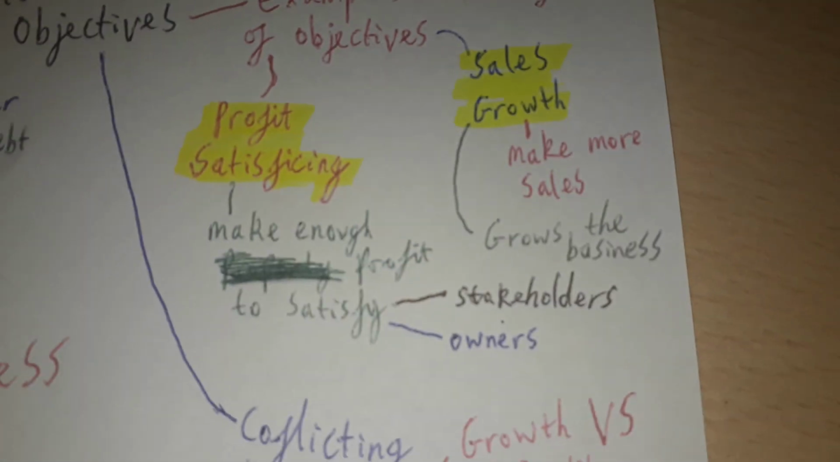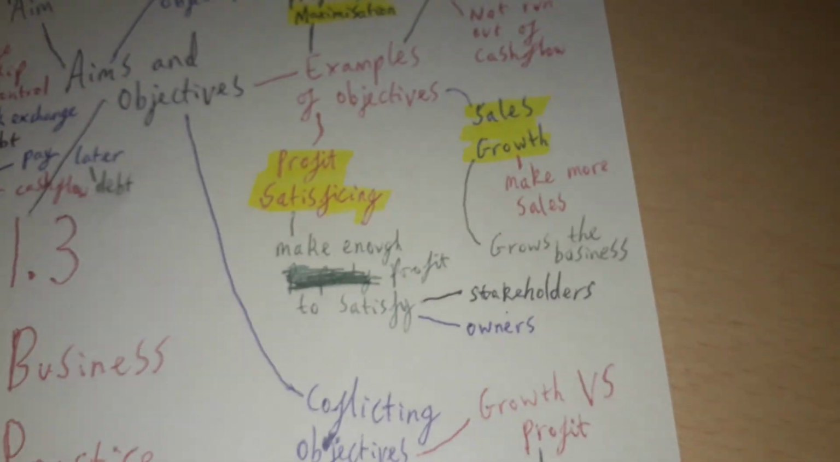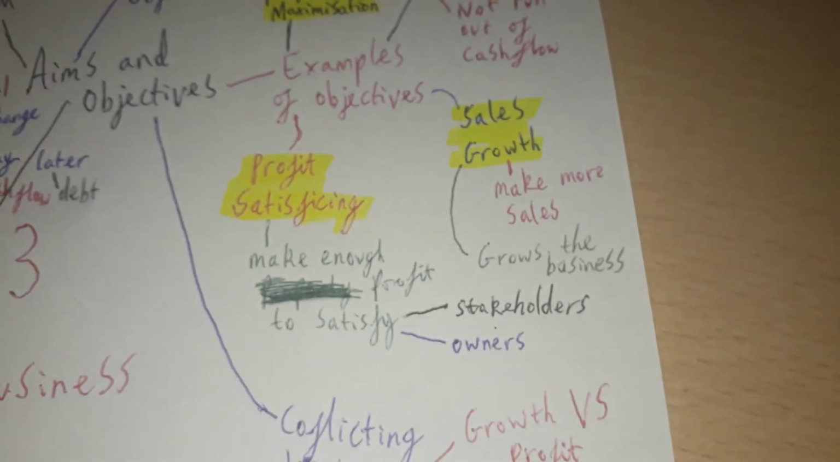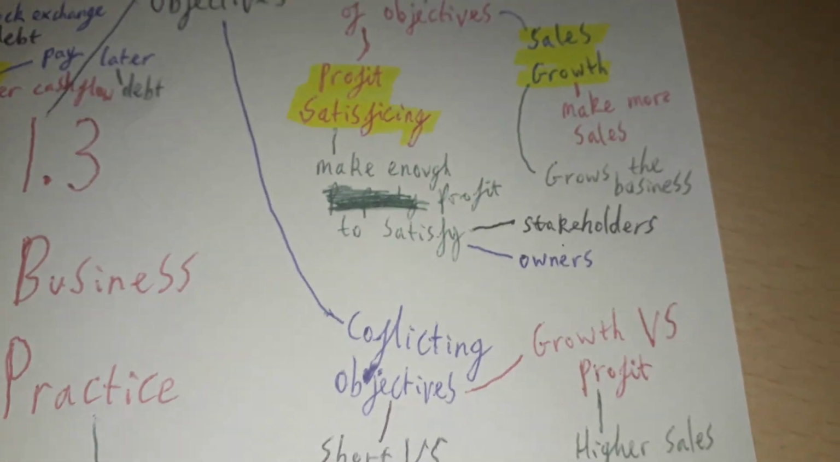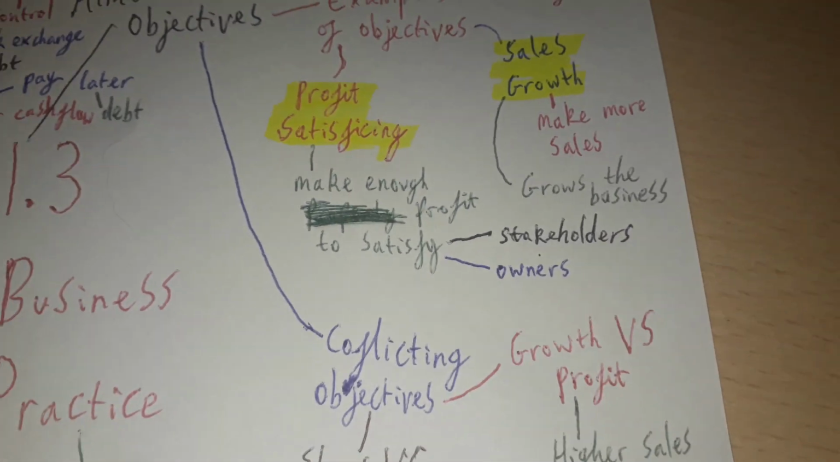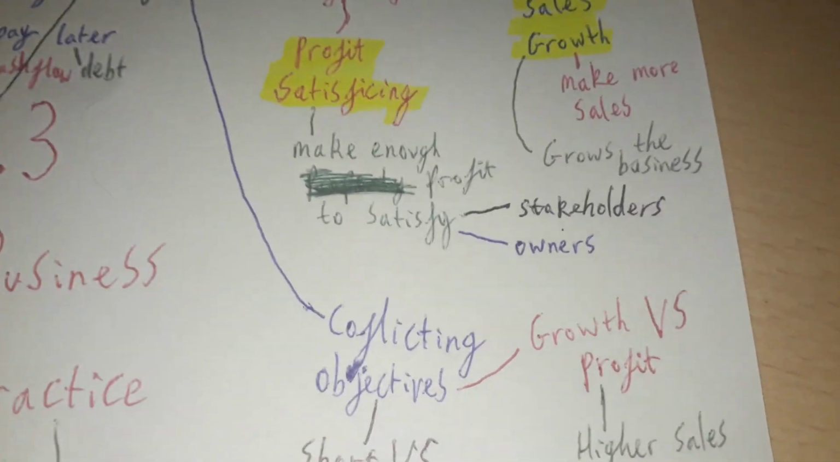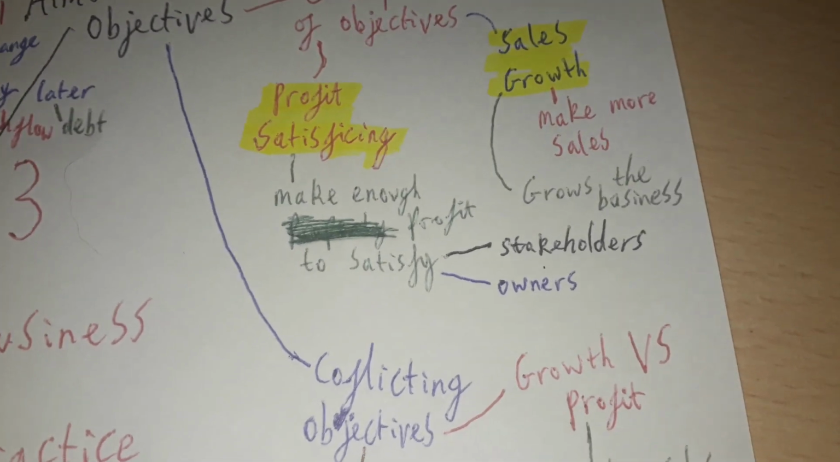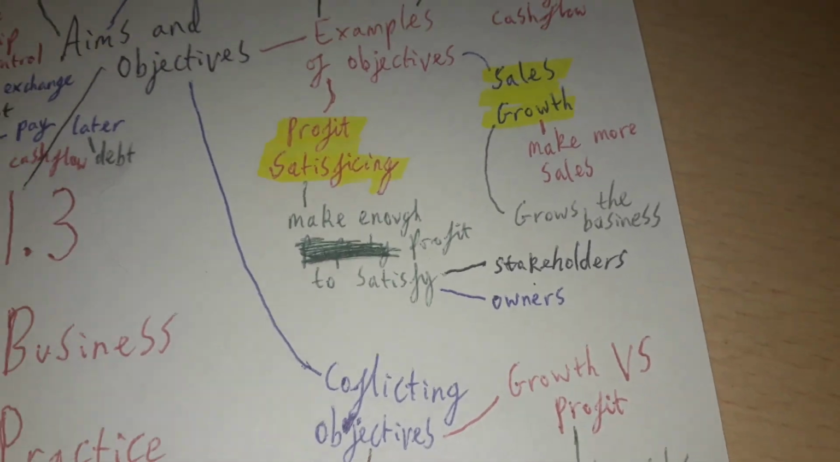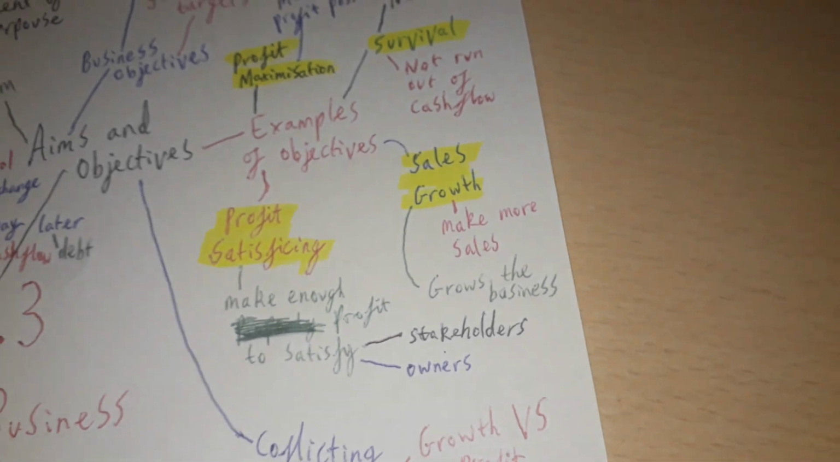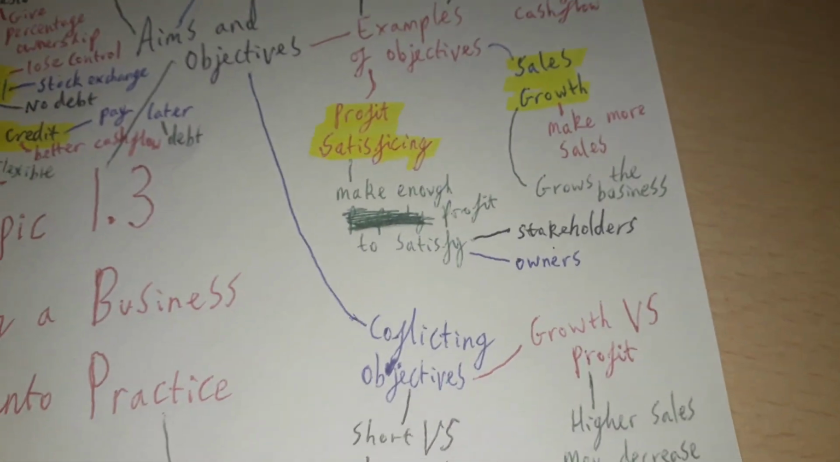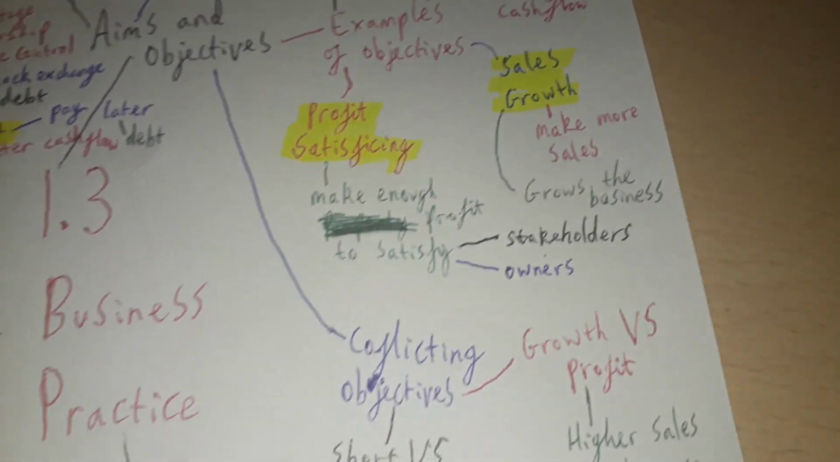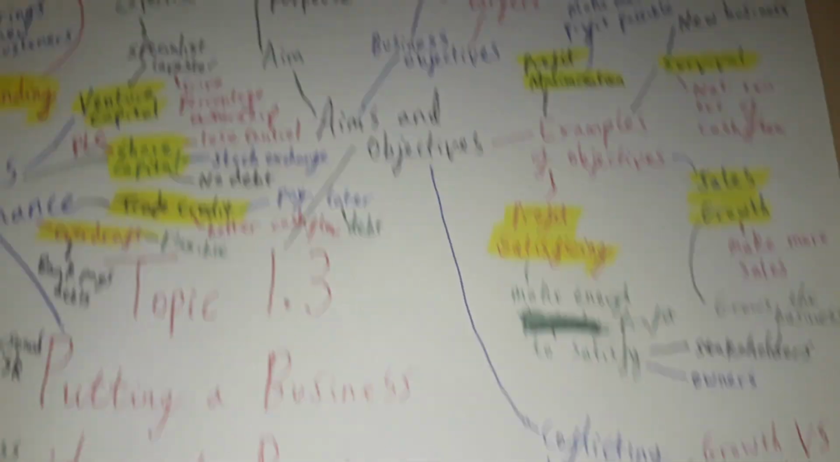Another objective is profit satisficing. And basically all it is about is making enough profit to satisfy the people who are making money out of the business. So that's the stakeholders and the owners. It's about making enough profit to make them continue to be interested in the business. So for example, stakeholders could sell their shares, but if you're making enough profit to satisfy them, they will not do that. So let's look more at objectives.